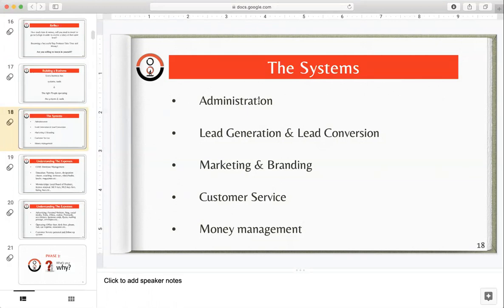After you build up administration, you need to build your lead generation and lead conversion. Lead generation, again, 85% of your time should be focused on lead generation at the beginning stages of your career, all the way through intermediate. So even when you do 25, 30, 40, 50 deals a year, you're still going to be the main lead generator.